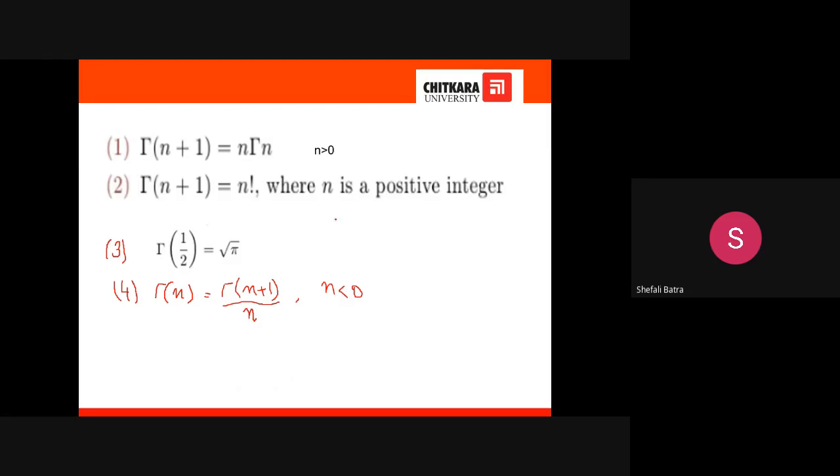Similarly, gamma 4 would equal to 3 gamma 3. And gamma 3 is what? 2. So we'll be writing here 3 into 2 into 1. And that is equal to 3 factorial. If n is a positive integer, you will be writing gamma n plus 1 is equal to n factorial. Gamma 4 is equal to 3 factorial. Gamma 5 is equal to 4 factorial. Gamma 6 is equal to 5 factorial and so on.